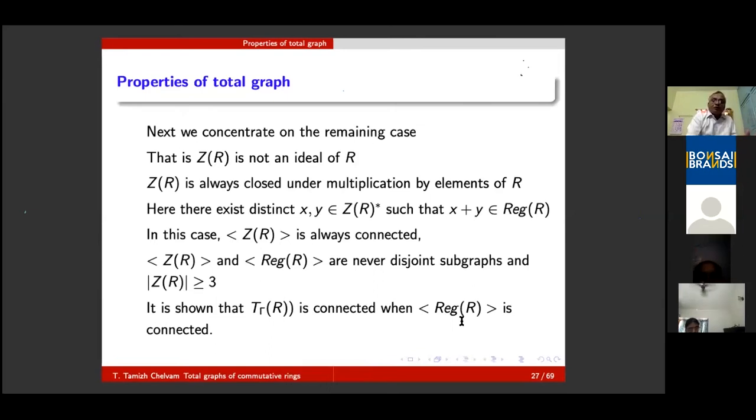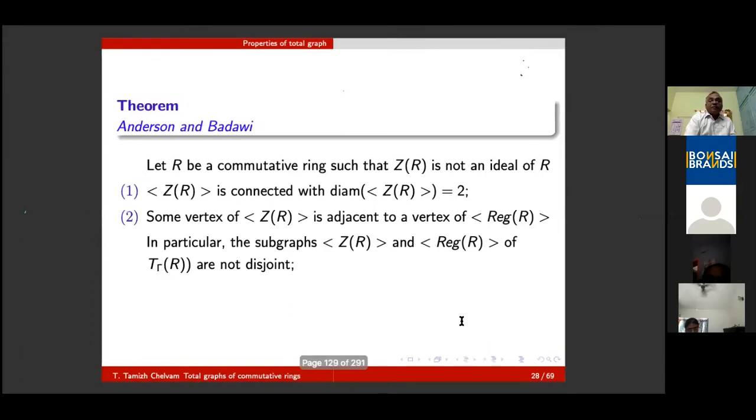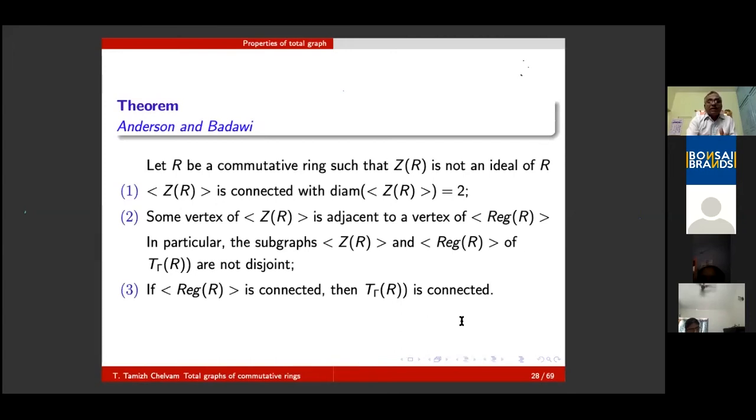Only a few non-algorithmic properties are obtained. Necessary and sufficient conditions could be obtained. Okay, so these are the properties of the total graph when Z of R is not an ideal. You please see that the diameter of the induced subgraph is 2. The two induced subgraphs are not disjoint. Whenever this part is connected, the total graph of R is connected because there is a pair of edges for which the adjacency lies in the regular. Therefore, this is the case.